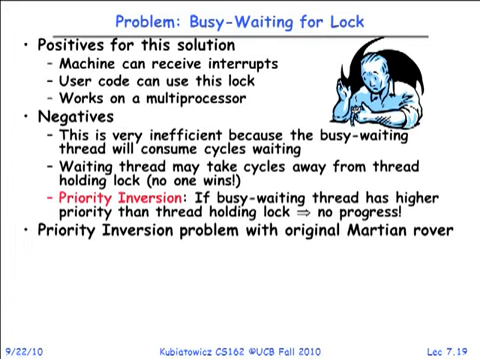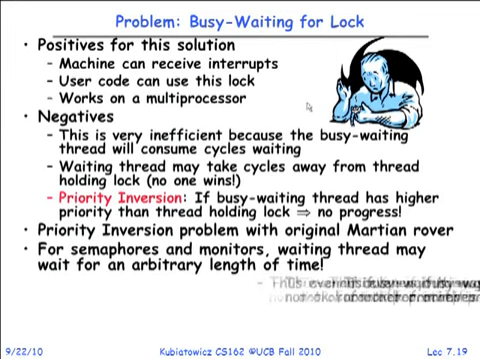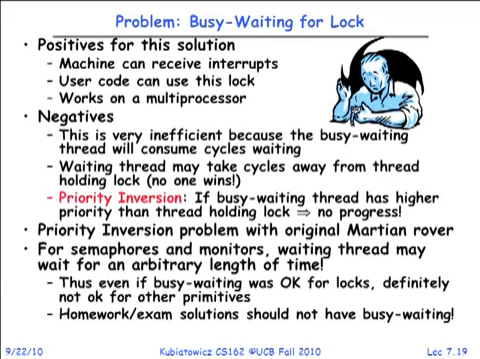And of course, with semaphores and monitors, the thread may wait for an arbitrary length of time, which would be kind of bad if we're spin waiting. So, never put busy waiting into your solutions. Now, does everybody catch the priority inversion issue? You understand what the issue is? The moment you have priorities with threads, if somebody with high priority is waiting on somebody with low priority, you've just negated your priority system, right? Because the high priority one isn't making progress and the low priority one is.